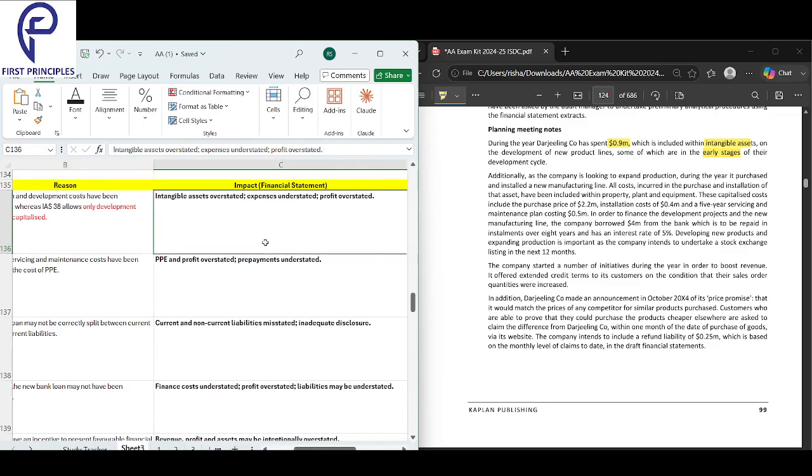What will be the impact of this risk? Firstly, your intangible assets will be overstated. Your expenses will be understated, and because your expenses are understated, your profit will also be overstated.